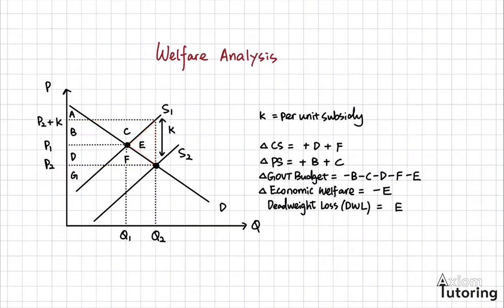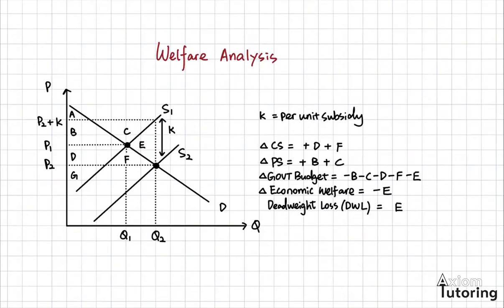Consumers may purchase more of the good than they would at the market equilibrium price because the price is now artificially lowered by the subsidy, even though they might not value the additional units of the good as highly as the cost of producing them.